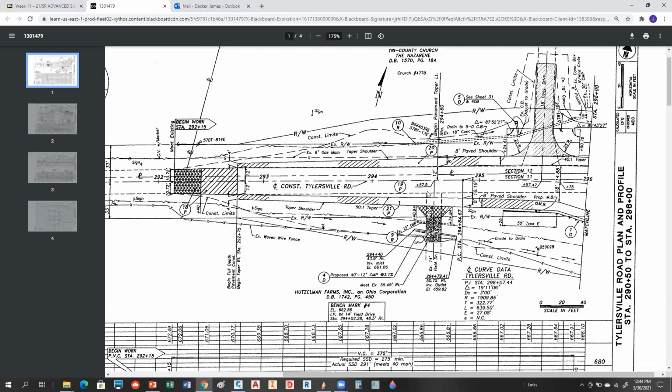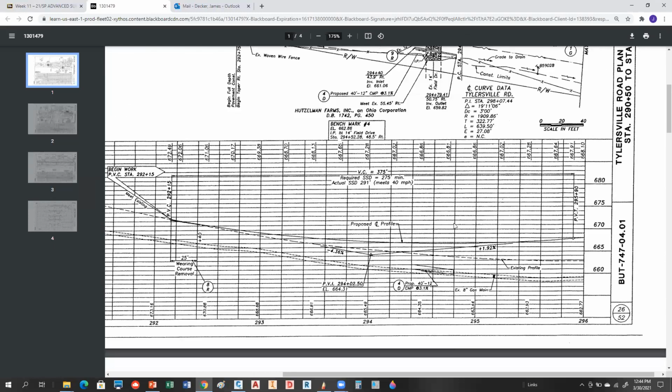I'll have these open for you today, so you'll be able to pop these down if you want to look at them. They're pretty neat. And this is a real set of plans actually. And then this would be the profile associated with it.